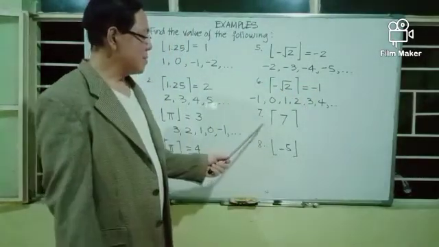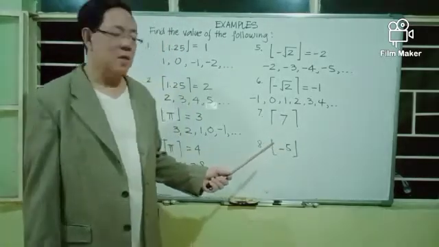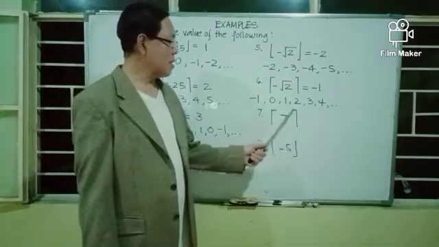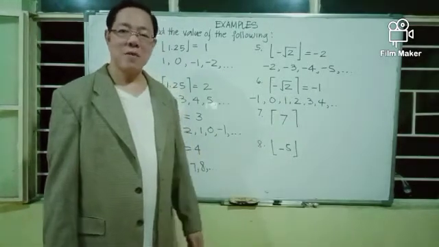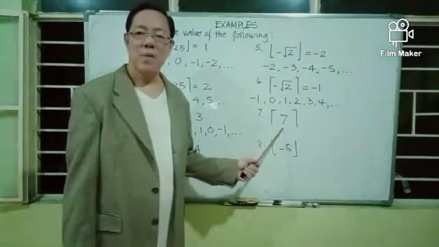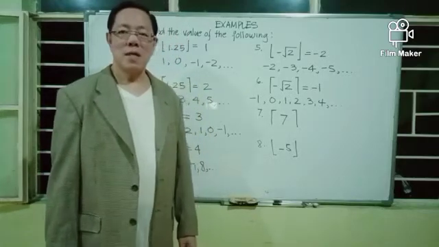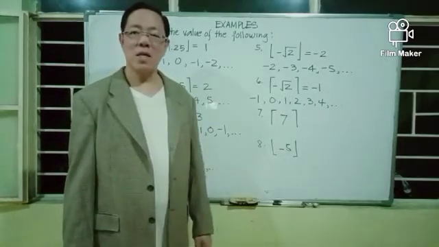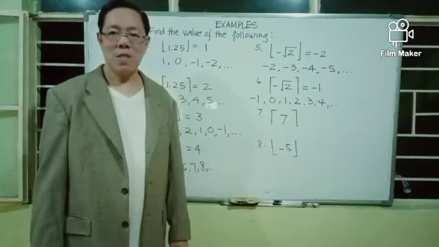Number 7. 7 is a natural number, or a whole number. It's a positive integer, and we want to find the ceiling of the integer 7. Again, by definition, the ceiling of the real number 7 is the smallest integer that is greater than or equal to 7. And what are the integers that are greater than or equal to 7? So we start with 7.